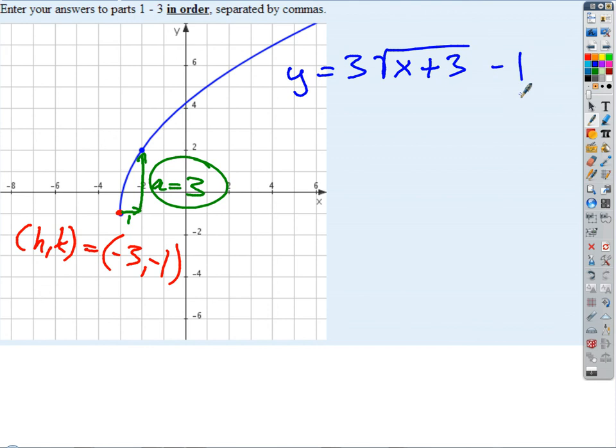Okay, now the domain and the range. Remember, d before r, x before y. Domain is the set of x values that are graphed. So what is that set? If I want to write the domain down, what is it?